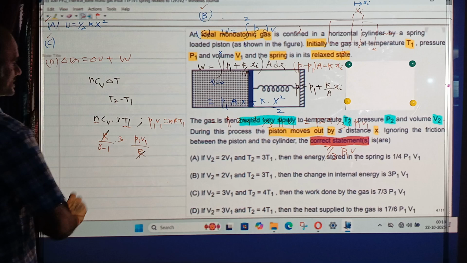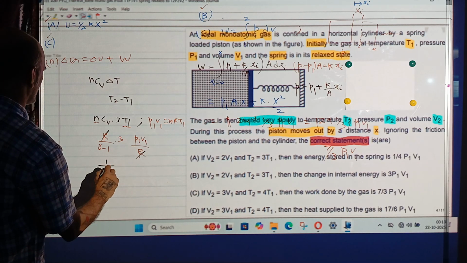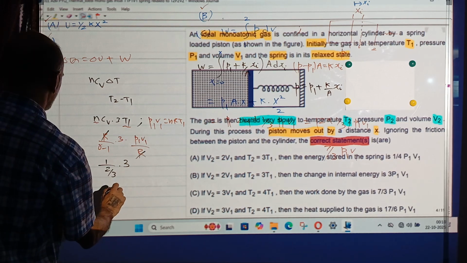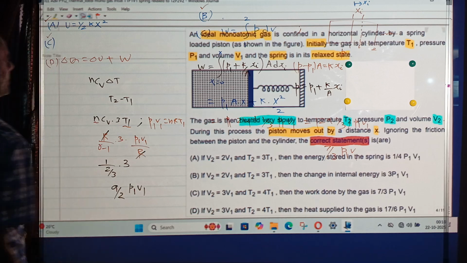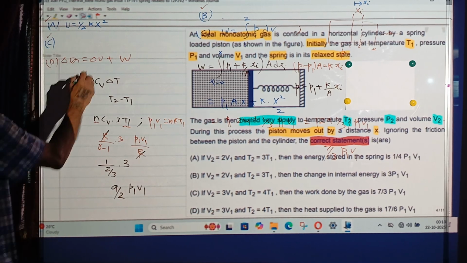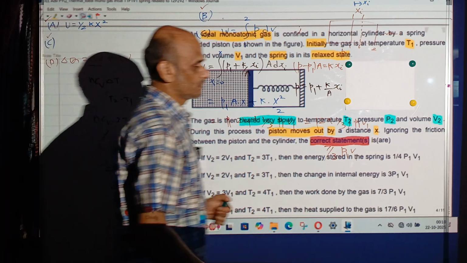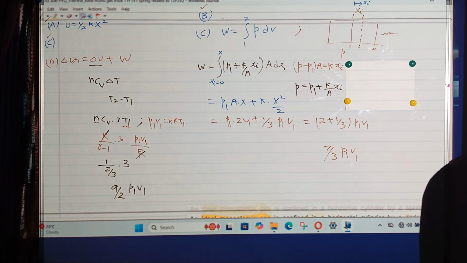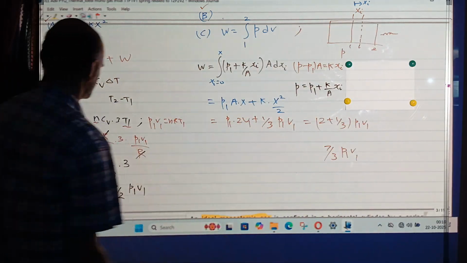Gamma minus 1, gamma is 5/3, so it's still 2/3 into 3. So it's 9/2 P1V1. So this is delta U. And work done is 7/3 P1V1. Work done is same as the one in option C, so it's 7/3 P1V1.